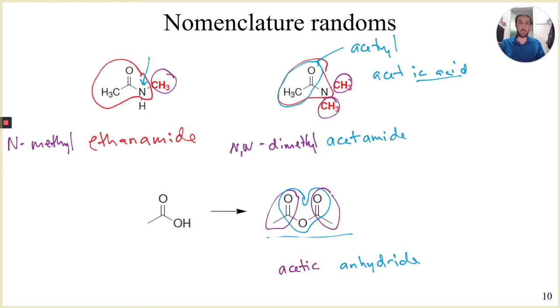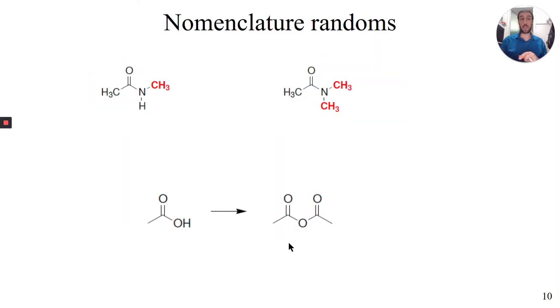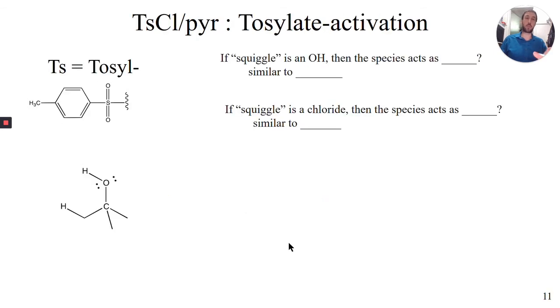But that anhydride name you'll see pop up, and you'll very often see it as acetic anhydride because we're looking at simpler structures, okay? With that, hopefully we've covered all of our core nomenclature. Actually, I do have a little bit more here.